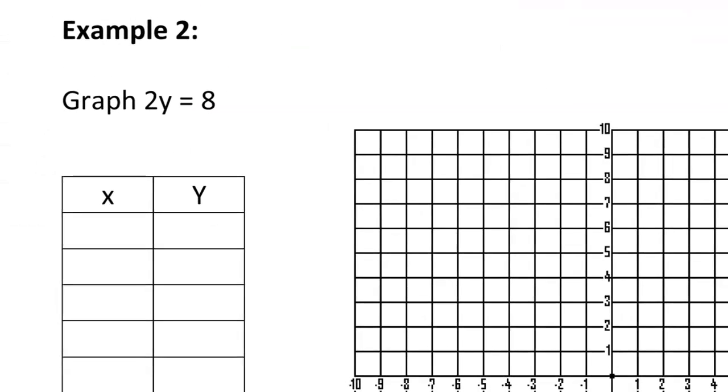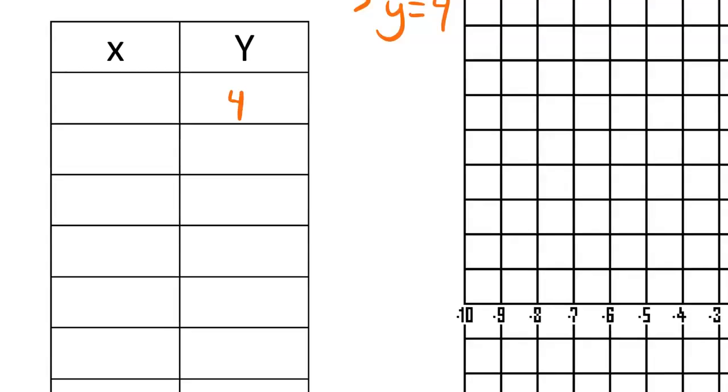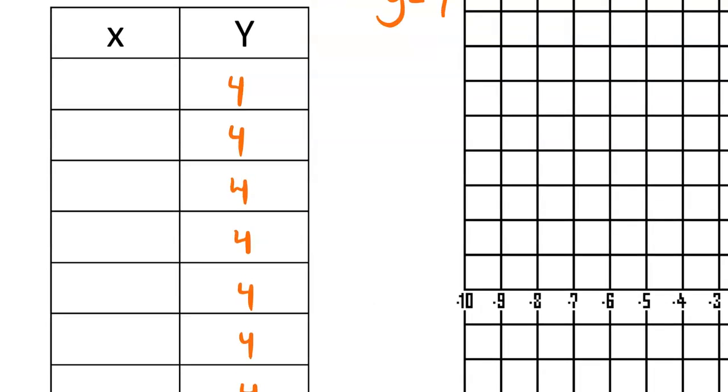Now we're going to look at a different one where we're looking at y. But before we can look at y, we have 2y, so we have to isolate y. That means we have to get rid of this 2. So to get rid of the 2, we divide by 2, and it cancels off. So this is going to create y equals 8 divided by 2, which gives us 4. So our y value is going to be 4. We can fill that in on all of the chart because the y value is going to stay consistent here.